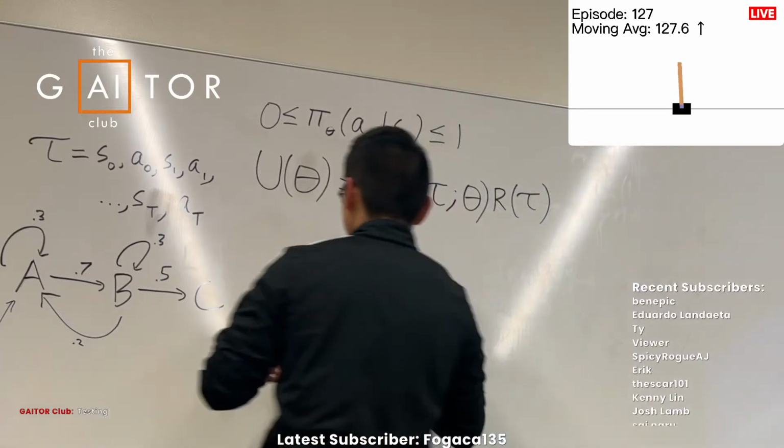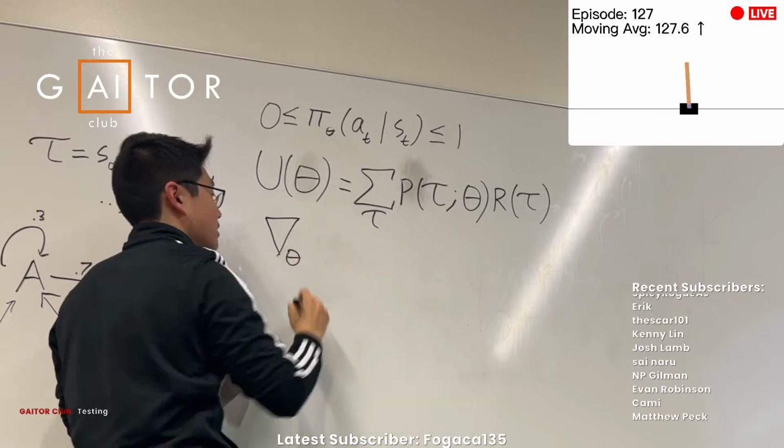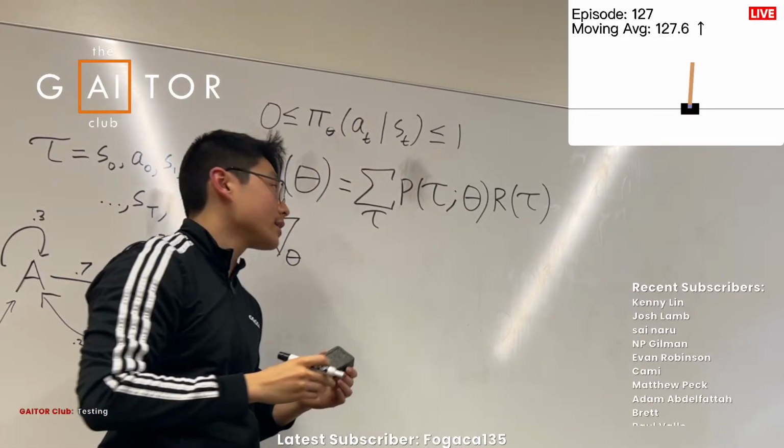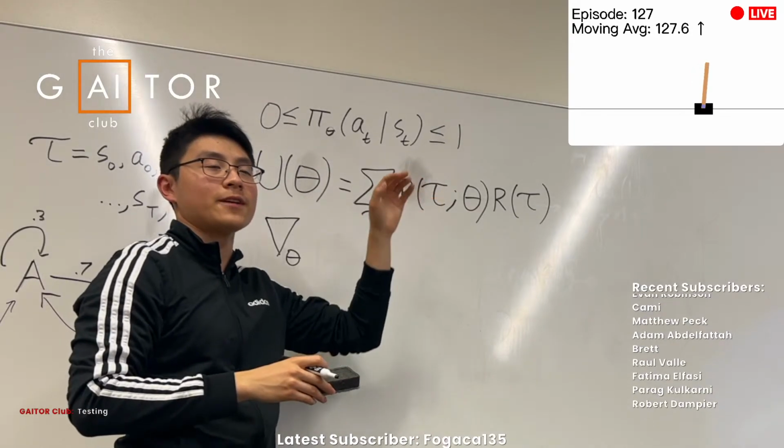Now what we're going to do is take the gradient. Because remember, if we can take the gradient, then we can maximize this function. We can do it analytically by setting the gradient equal to 0. That's going to tell us where our local minima and maxima are. We can find the maxima.